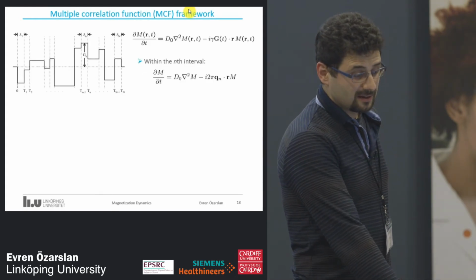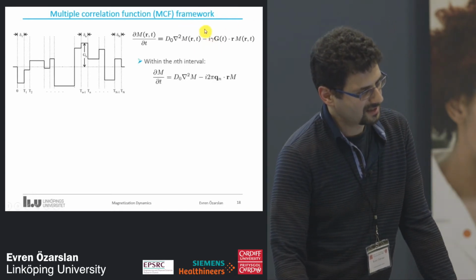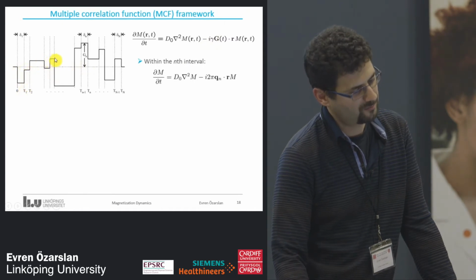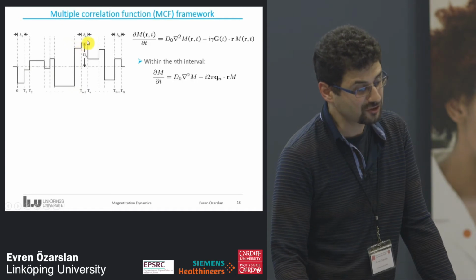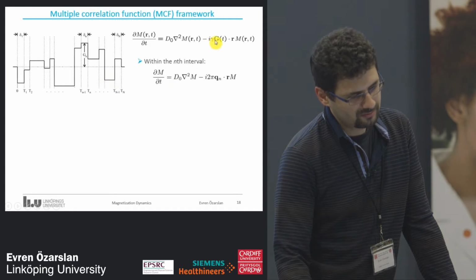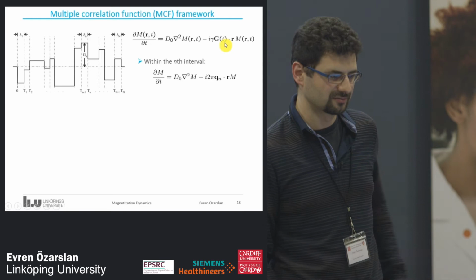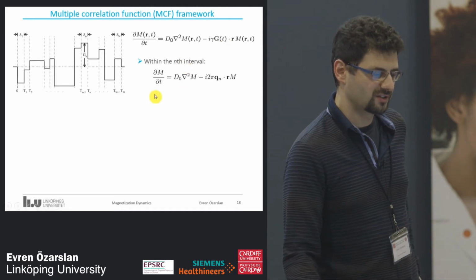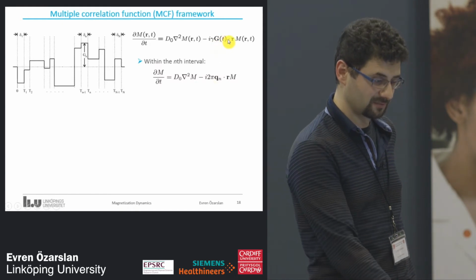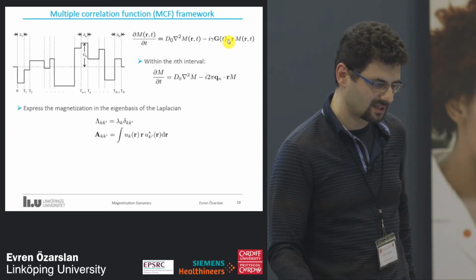So let's consider only one interval. Because we are approximating the gradient waveform by a piecewise constant function, if we consider only one of these intervals, then this term, g of t, is not time dependent in that interval. And that's why we can use it in this fashion. Qn here is just the integral of the gradient over that interval. And then we can introduce these operators.